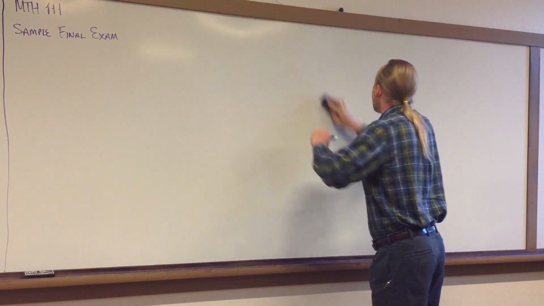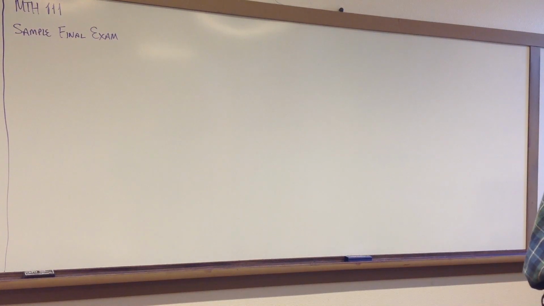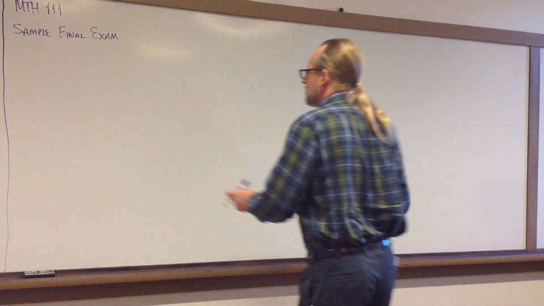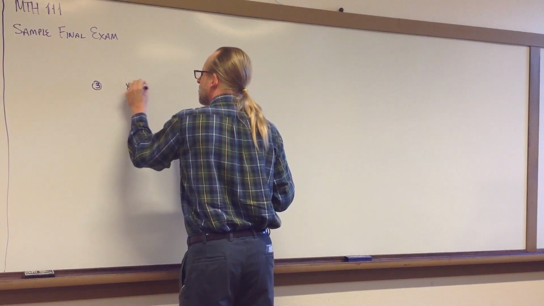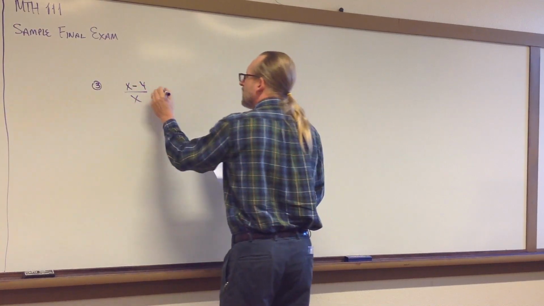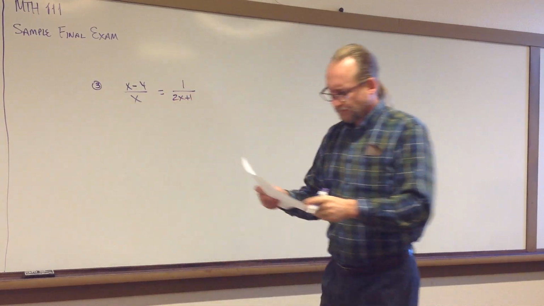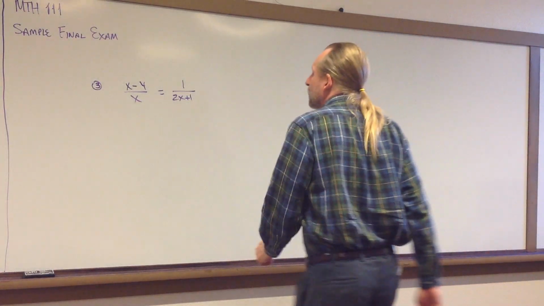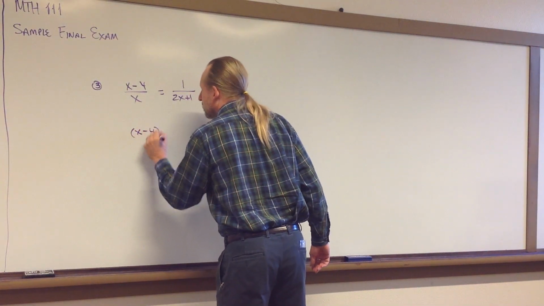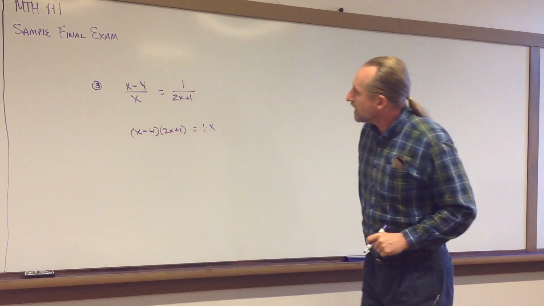Let's see here. Problem 3, we've got two algebraic fractions set equal to each other. This is a cross-multiplying problem. We start out (x minus 4) over x equals 1 over (2x plus 1). Okay, so let's cross-multiply. We'll say (x minus 4) times (2x plus 1) equals 1 times x.